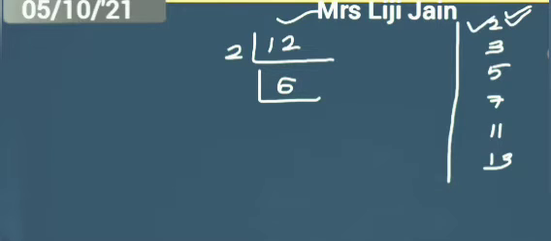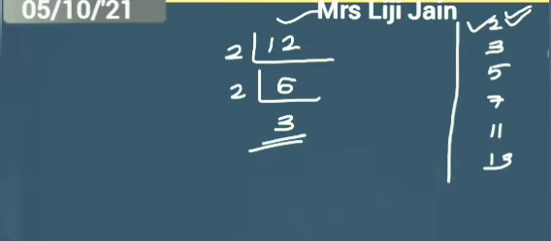Can we divide 6 by the first prime number 2? Yes, 6 is an even number, so we can divide 6 by 2. So again 2 itself. 2 threes are 6. Can we stop the division here? Of course, we can stop here. Why? 3 is a prime number, so we can stop the division here.